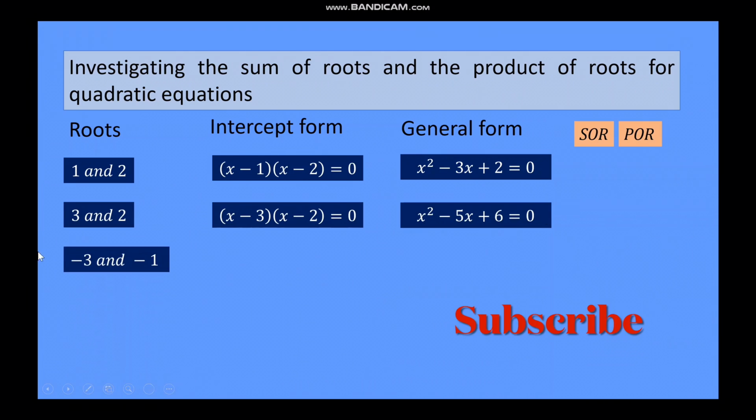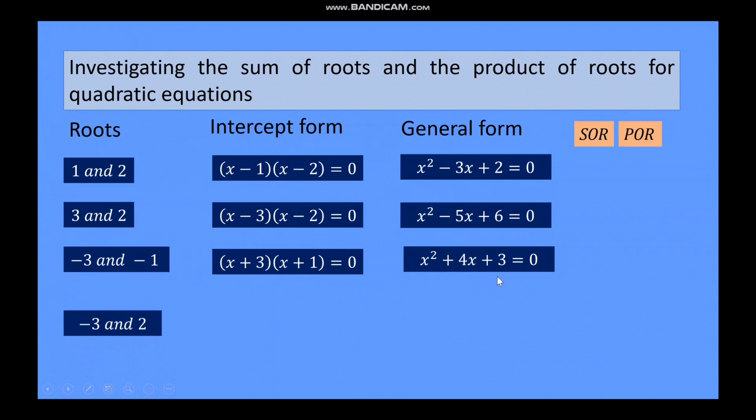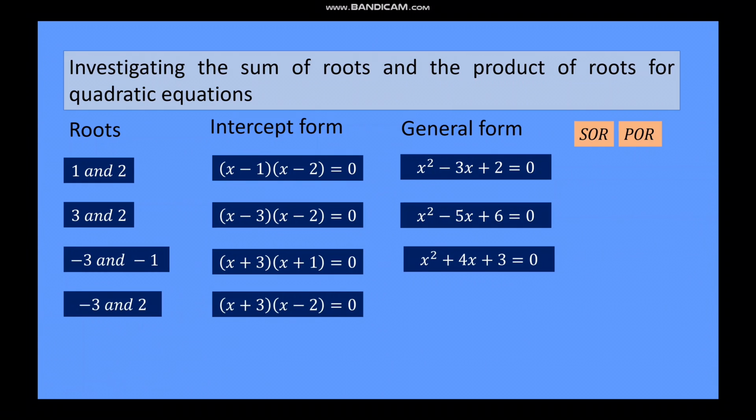If we have roots of negative 3 and negative 1, we can write in intercept form as (x + 3)(x + 1) = 0. And we expand the equation, we get this. This is in general form. And lastly, we can have these two roots written in the intercept form, and we expand, we get the general form.